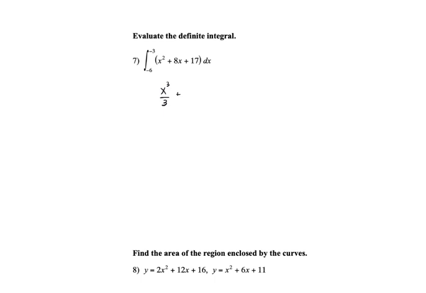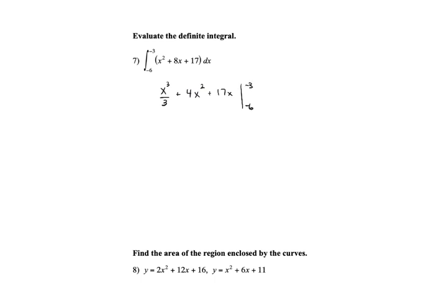So the antiderivative of the first term is x cubed over 3. Here, this is going to turn into x squared divided by 2. So the 2 would divide the 8 into 4. So that would be 4x squared. And then 17 becomes 17x. And then what's left is to apply the fundamental theorem of calculus.